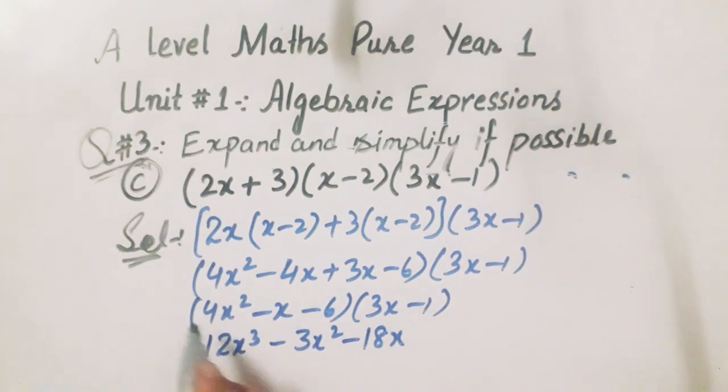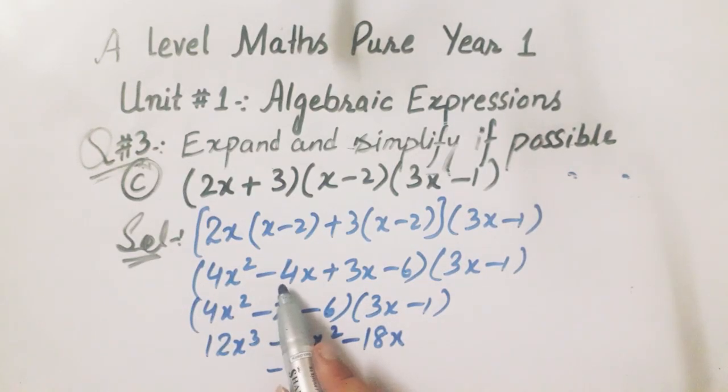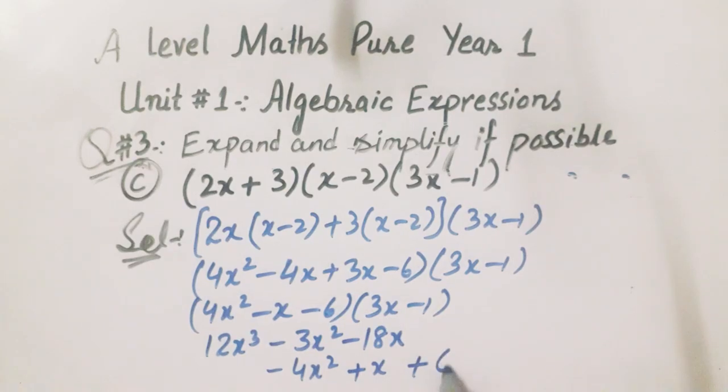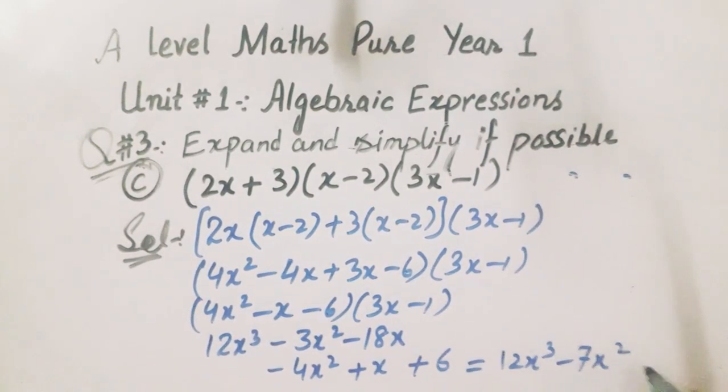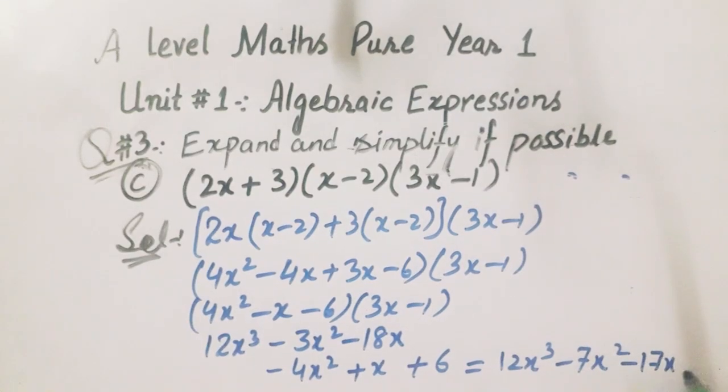Now minus 1 is multiplied by this whole, we get minus 2x square and plus x and plus 6. So this is equal to 6x cube, minus 3 and minus 2, minus 5x square, minus 17x and plus 6. So this will be the answer.